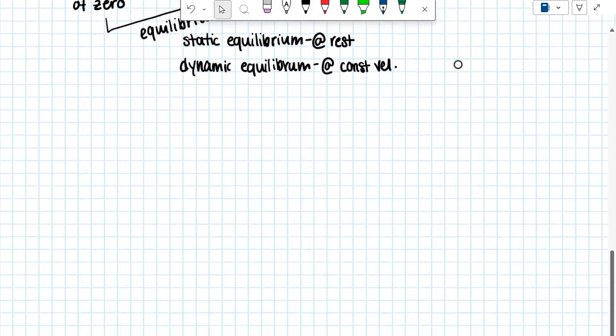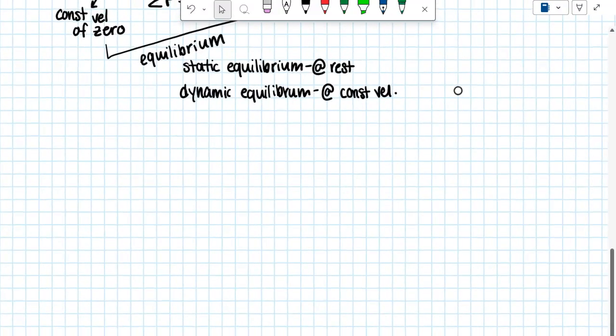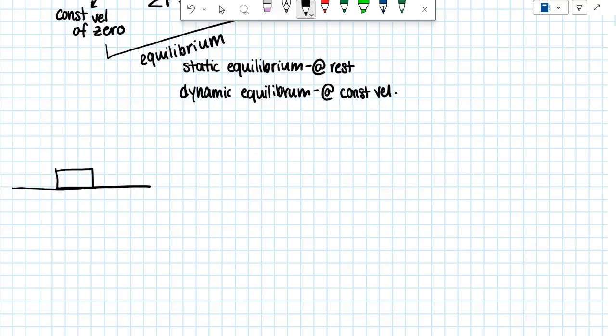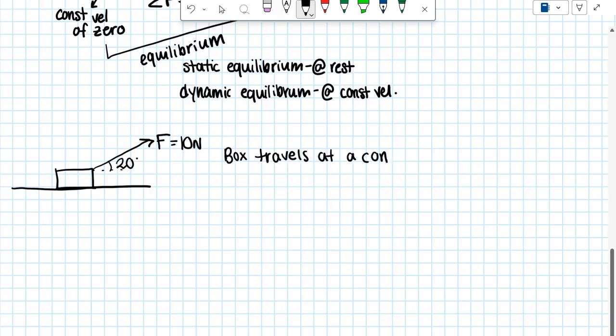Okay. Let's run through a quick scenario. So let's say that I have a box, and I'm going to make it a little bit more complicated than this letter. So let's say I have a box being acted on by a force F, and let's say that force is 10 newtons, and that is at an angle of 20 degrees. Right? And let's say that the box travels at a constant velocity. Okay. So this is the effect of whatever is going on. The constant velocity is the effect, right?